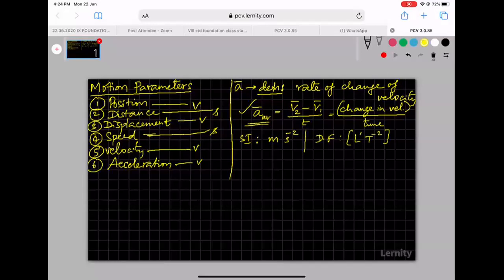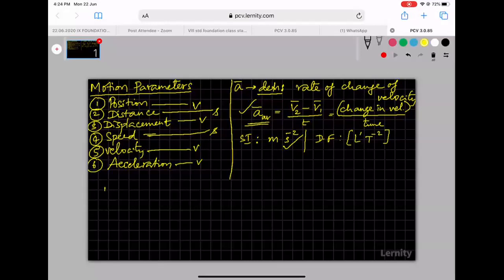There are no more commercial units of this acceleration. This is the very commonly used acceleration unit. Acceleration is a vector quantity. Its direction is given by the change in velocity. What about instantaneous acceleration? How do I do that?